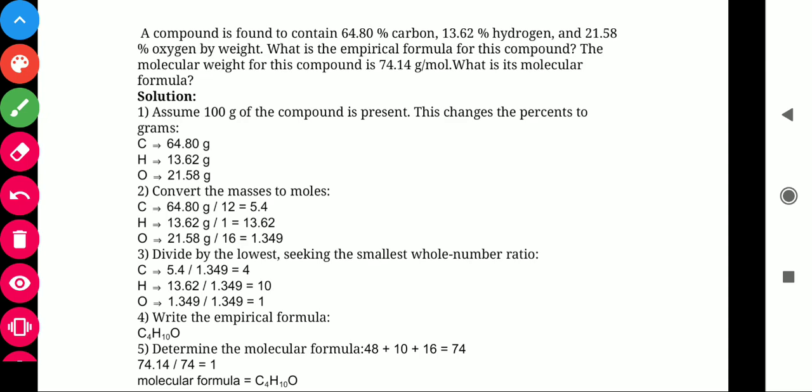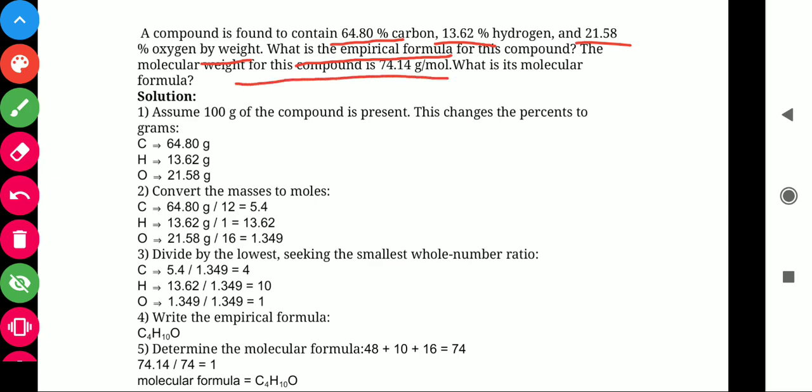The next topic is how can we calculate the empirical formula and molecular formula if percentage composition is given. It is a very important numerical. First of all, we will suppose that we have 100 gram of that, and this percentage becomes in gram. It means carbon is 64.80 gram. If the numerical is that, we have a compound in which carbon is 64%, hydrogen 13.62, and oxygen 21.58 by weight. What is its molecular empirical formula?